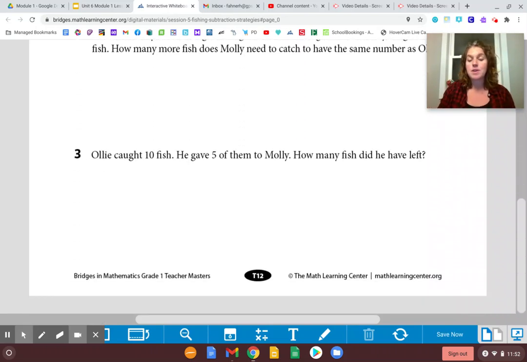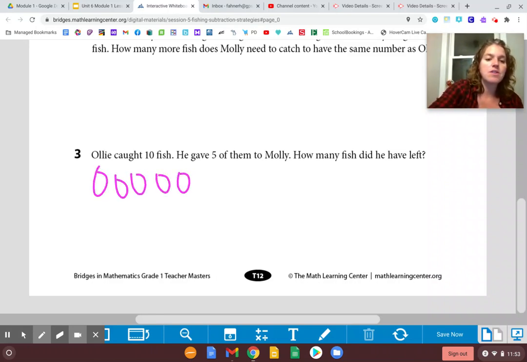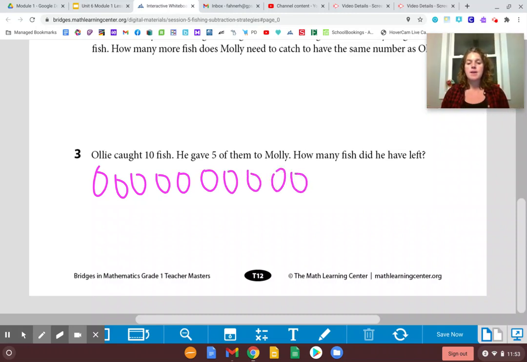All right. Here is our last one that we're going to practice together, and then we'll do some more practice in our small group. It says, Ollie caught 10 fish. He gave 5 of them to Molly. How many fish did he have left? So Ollie caught 10. So go ahead and either draw your 10 or put your 10 on your number rack. He caught 10 and he gave 5 of them to Molly.